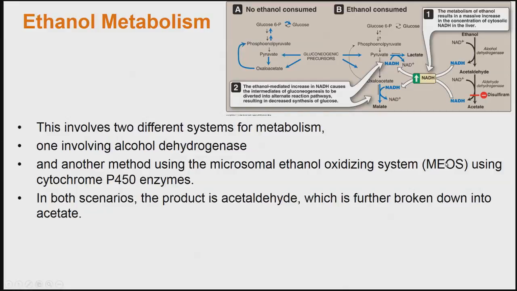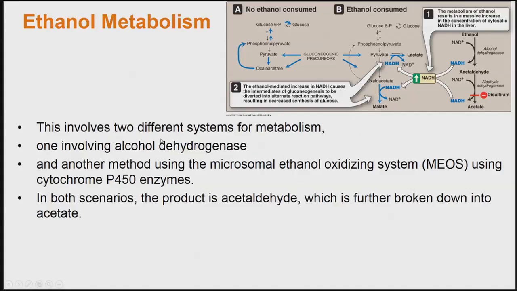It doesn't process a lot of the alcohol. Now, if you have somebody who is a heavy drinker or an alcoholic who drinks a lot, this microsomal ethanol oxidizing system gets induced and processes more of the ethanol. But in a normal individual, this is going to be a relatively small amount. Let's say 10% of the ethanol would be processed through that system.